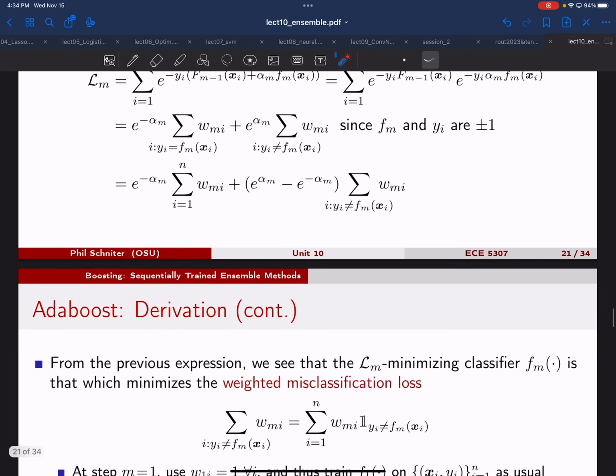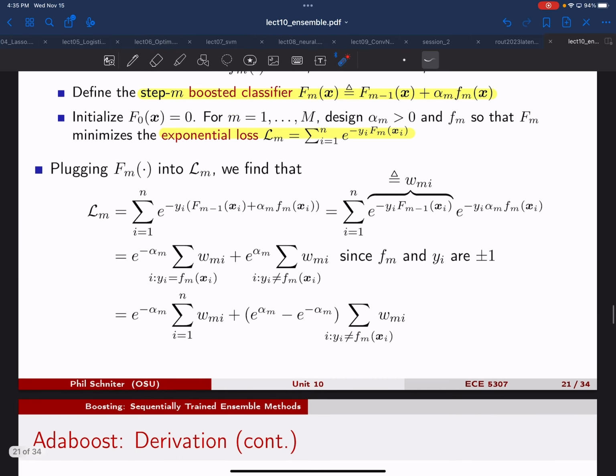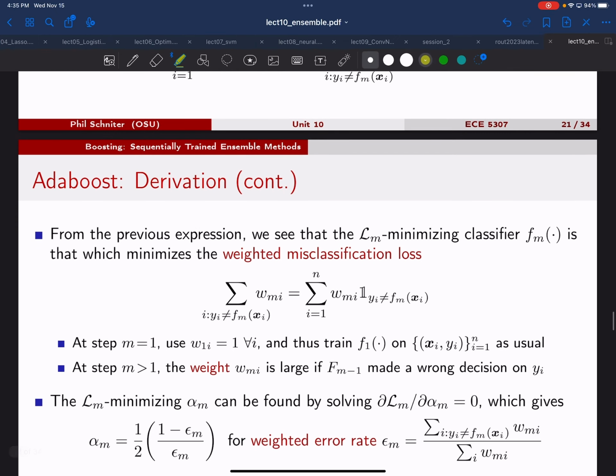Okay, and what are we minimizing exactly? If you think about this thing we're minimizing, number one, we're penalizing only the samples where we made errors. Those are the only samples in the sum. And second of all, we're penalizing those samples by weights that had to do with how well we did in the previous stage. Okay, so basically, this is some weighted misclassification loss where the weights were computed based on how well we predicted in the previous stage.